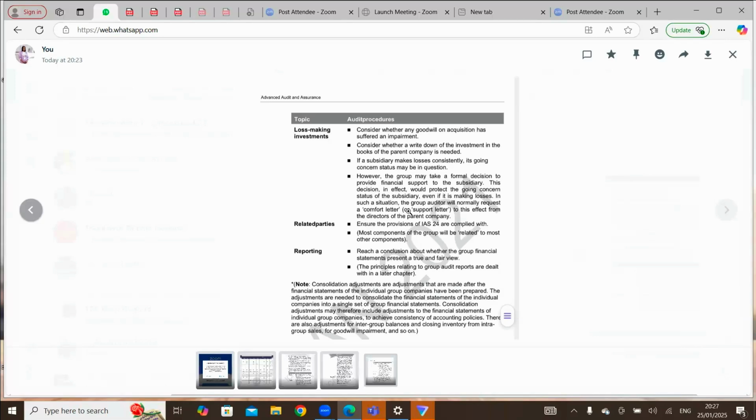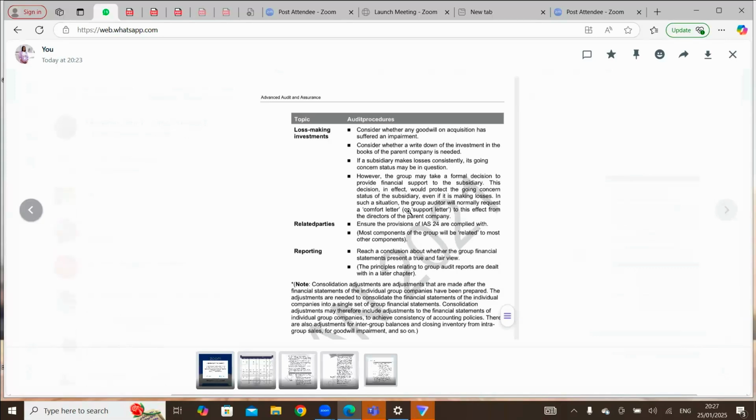Then we said, under related party, you have to ensure that the provisions of IAS 24 are being complied with. And this one is just saying that we have to appropriately disclose in the notes to the account that these people are related parties. Then the last one is reporting. And this one is just to make sure that the conclusions that are being reached about the company are reflective of the things that actually occurred in that particular financial year.